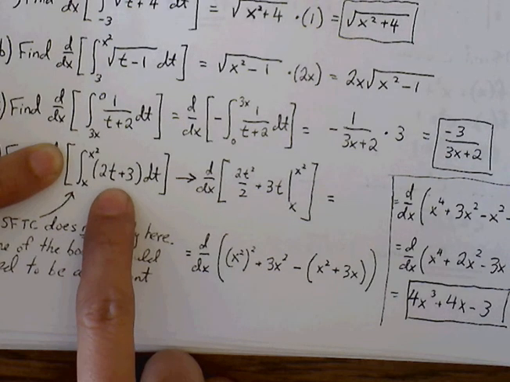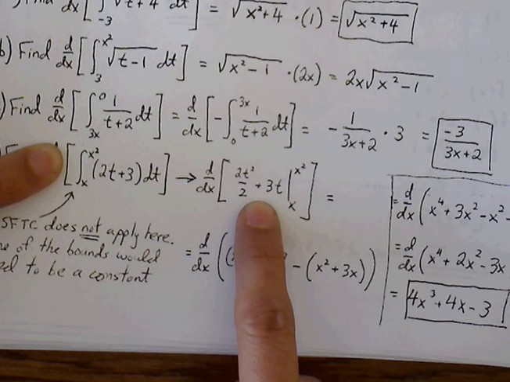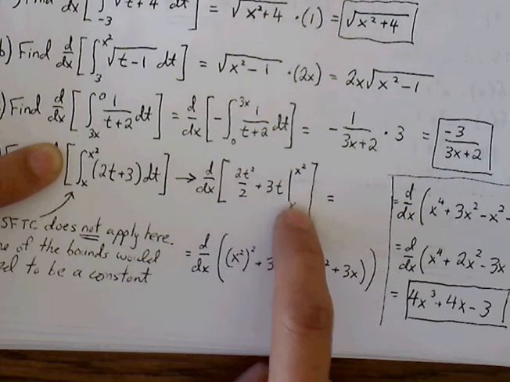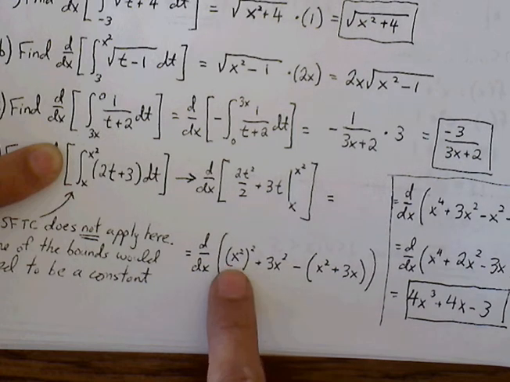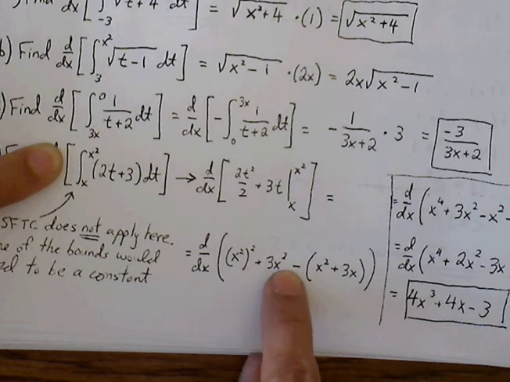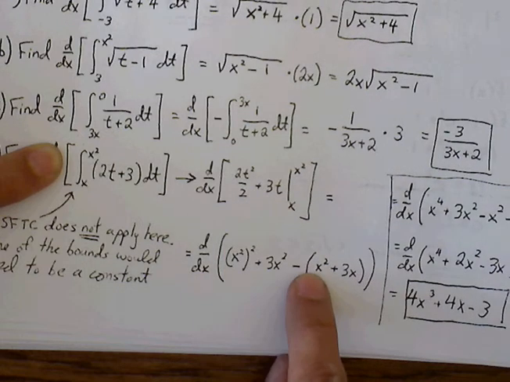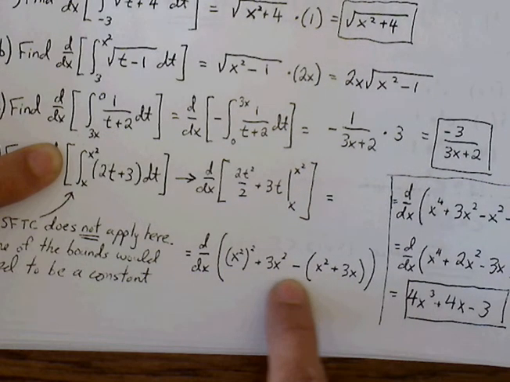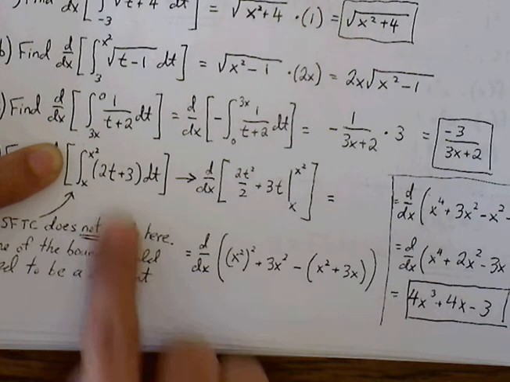So the integral of 2t plus 3, going through the power rule, we get 2t squared over 2 plus 3t, with the upper and lower bounds being x squared and x. Plug the upper bound in, and we get x to the 4th plus 3x squared, that's f of b, minus f of a. Plug x in for the t's, so we get x squared plus 3x. All this is the result of the definite integral of 2t plus 3 from x to x squared.